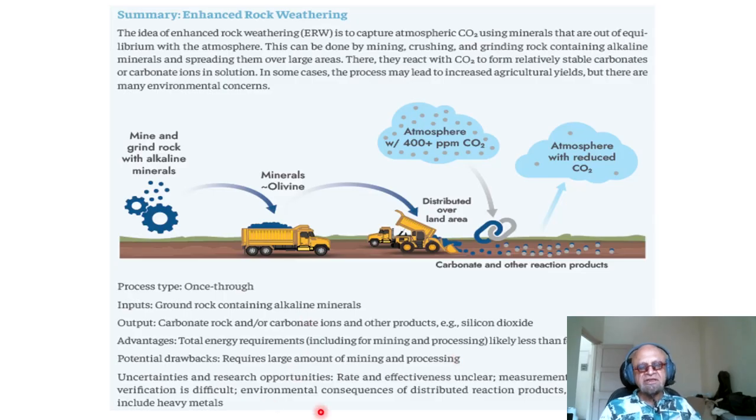What are the uncertainties and research opportunities? Well, rate and effectiveness are unclear. Measurement, reporting and verification is difficult because you put this out on land, you are increasing CO2 in the soil, which can be measured, but how much net CO2 was actually drawn down is not very easy to verify at all. So environmental consequences of distributed reaction products may also be unknown, and some may include heavy metals, which you definitely don't want in the soil, or foods and water and so on and so forth.